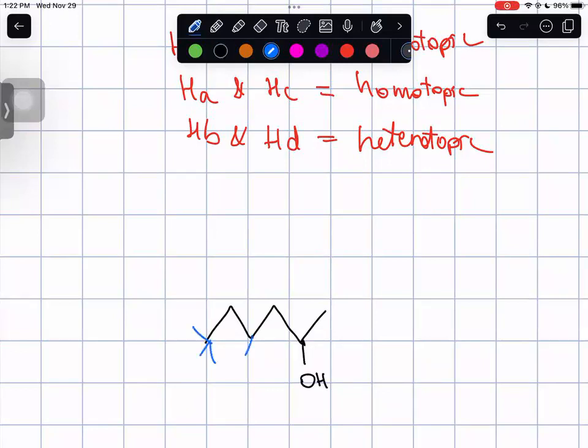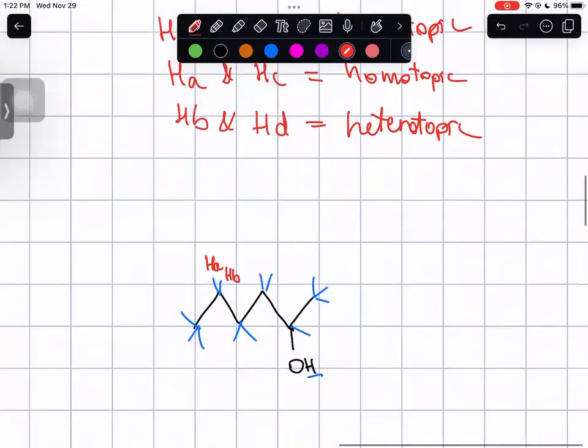Okay, same process. HA and HB relationship. Why diastereotopic? You're correct, Mickey. You're forming a possible chiral center and you already have one. Where's the chiral center? The established one. So these two guys are just diastereotopic.